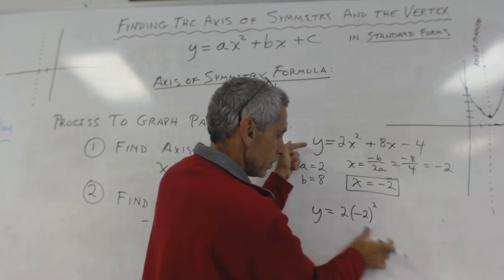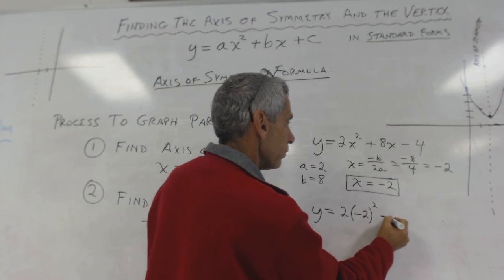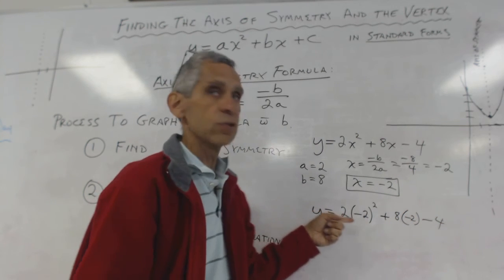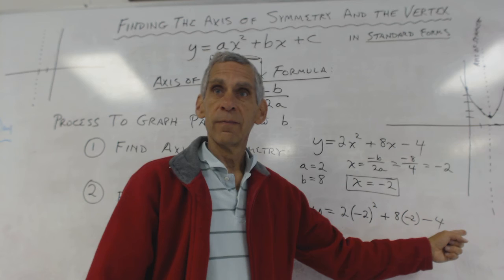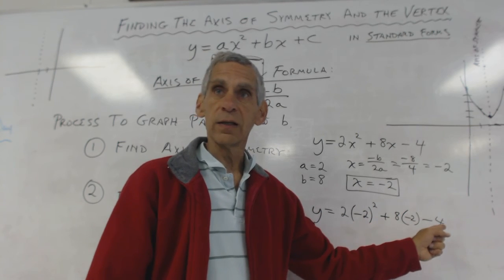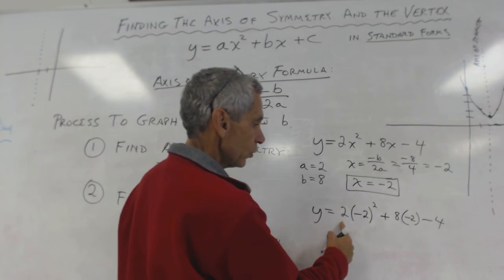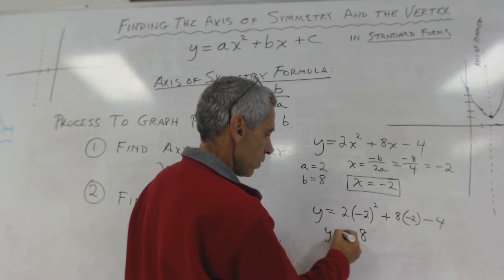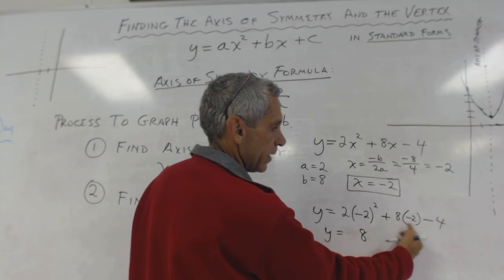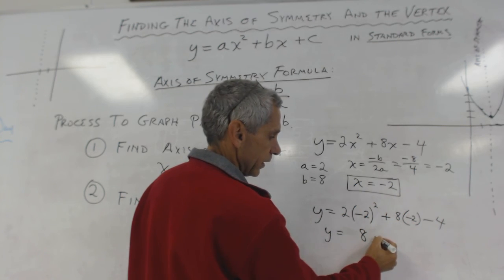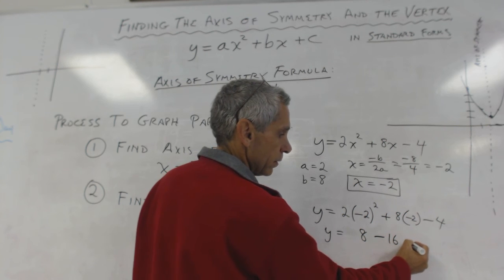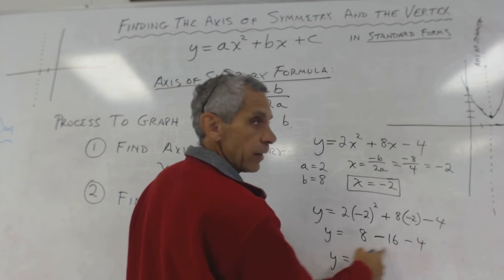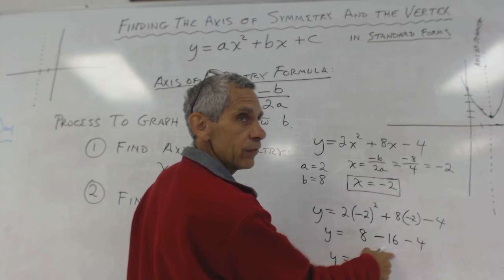You with me? Guys see that? Those parentheses are very important. Then plus 8 times negative 2 minus 4. It's best to just write it all out first. This is where everybody makes mistakes. 2 times 4 is 8. You guys agree with me? Y is equal to positive 8. Okay, 8 times negative 2 is negative 16. Minus 16 minus 4. All right, so what is that? Y is equal to 8 minus 16 is negative 8.